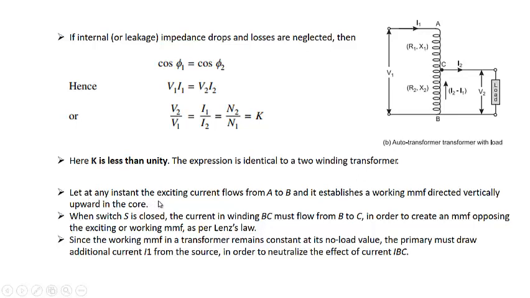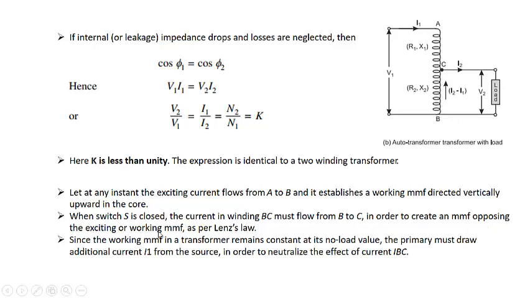Let us say at any instant the exciting current flows from A to B, and it establishes the working MMF directly vertically upwards. Definitely when the current is like this, we can see the flux will be upwards, and it may be downward depending on the winding sense. Let us say the winding sense is such that the working flux is in an upward direction. When the switch S is closed, the current in the winding BC will also start flowing from B to C, because the current direction here will be like this. I2 will start flowing from B to C.